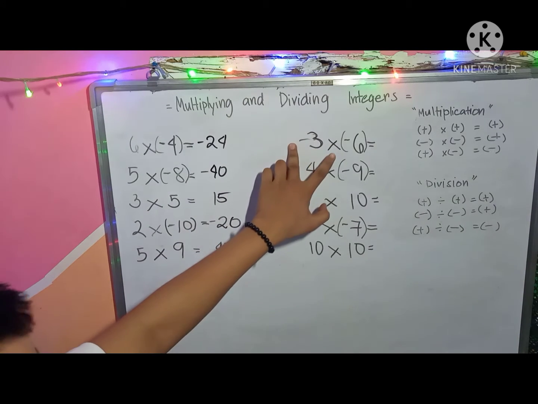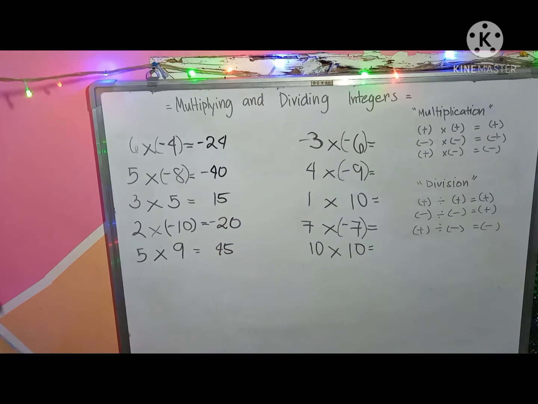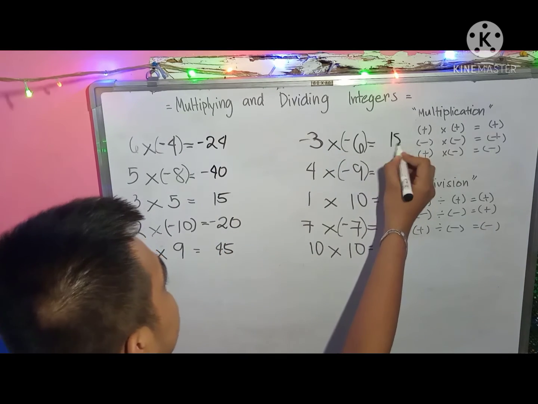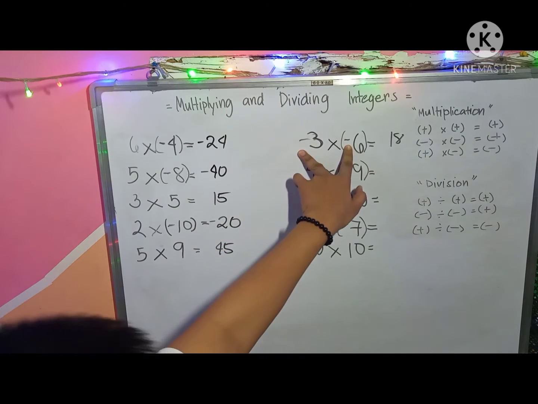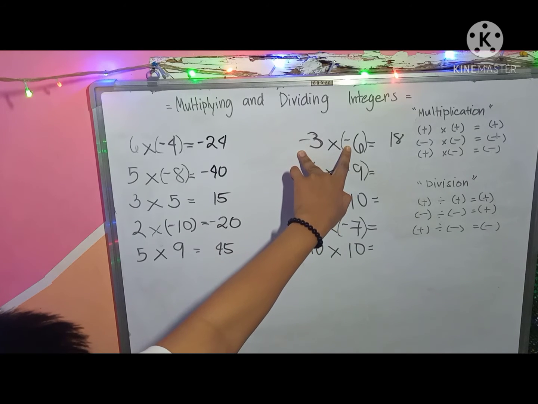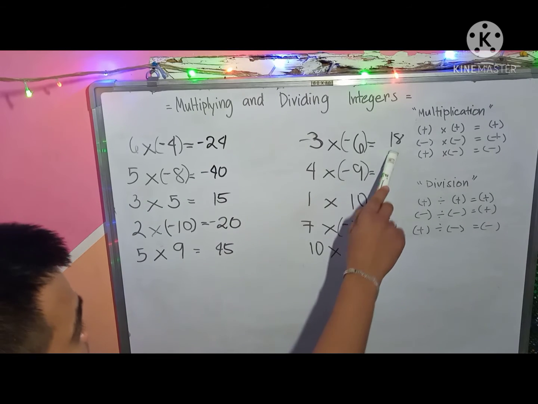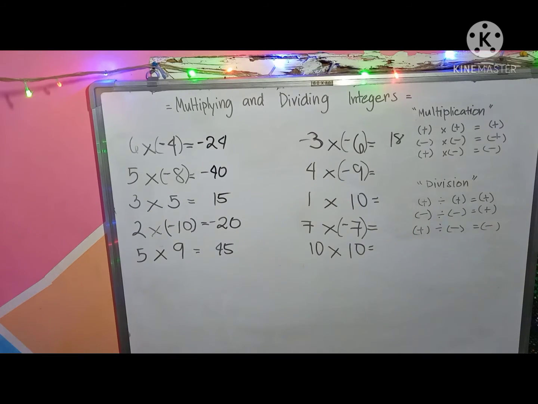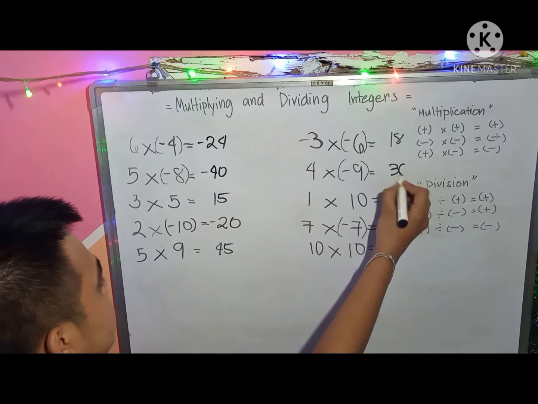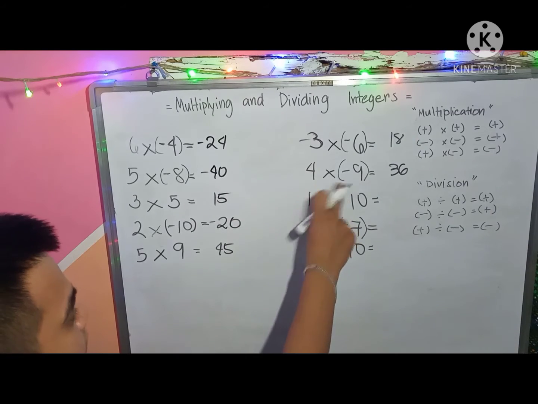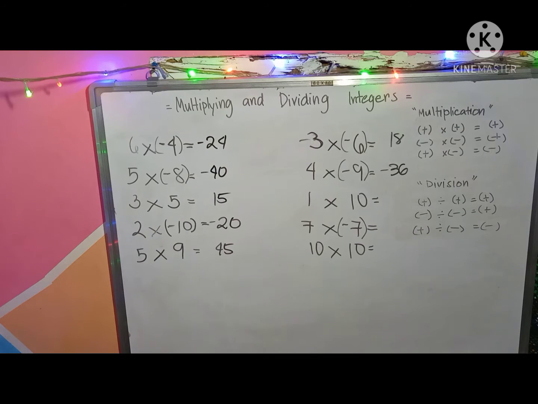Now, let's proceed to the next example. We have here negative 3 times negative 6. 3 times 6 is equal to 18. Now, what is the sign? One is negative, one is negative, so like sign sila, parehas sila ng sign. Sabi natin, pag like sign, the answer is always positive. So we will stay with the answer, positive 18. Next, 4 times negative 9. 4 times 9 is equal to 36. One is positive and one is negative. Unlike sign will give us the product negative 36.